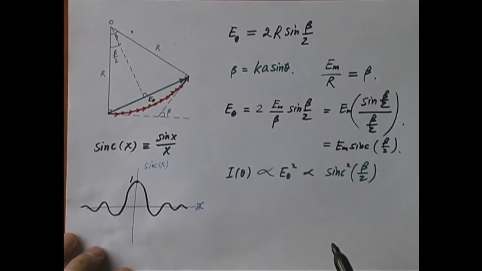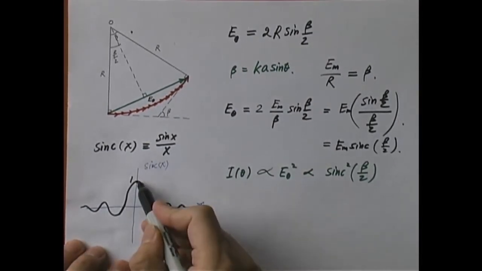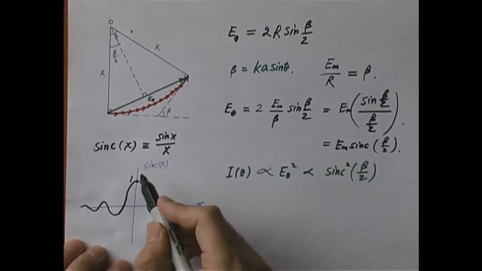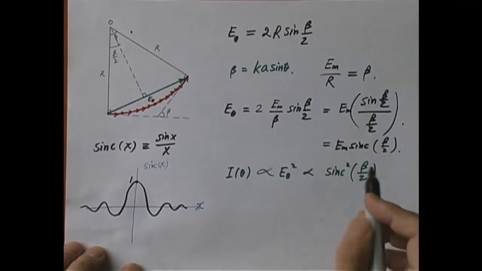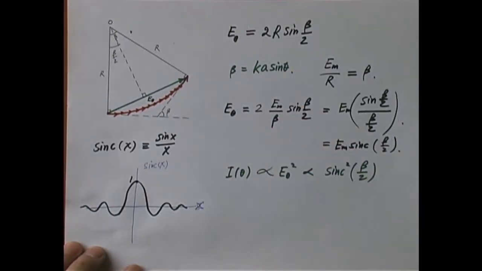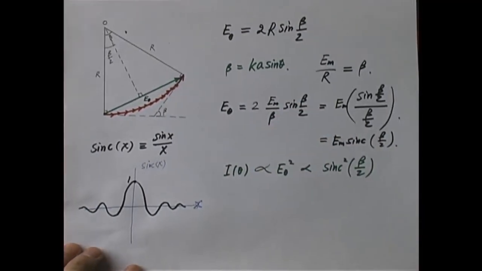That is what the sinc function looks like. Where is the maximum value? The maximum value happens at x equal to 0, where the sinc function equals 1. And of course, when x equals 0, that means beta equals 0, that means theta equals 0. So, the maximum intensity on the screen occurs where? It occurs at the center of the screen.